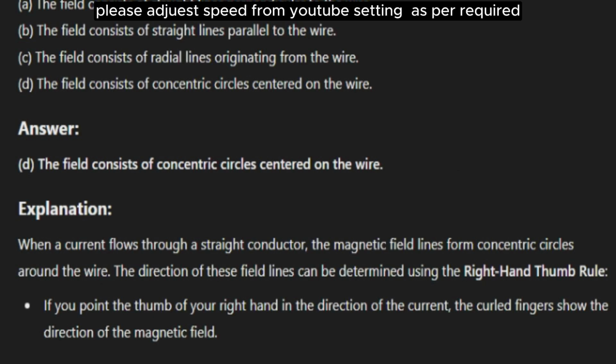Explanation. When a current flows through a straight conductor, the magnetic field lines form concentric circles around the wire. The direction of these field lines can be determined using the right-hand thumb rule. If you point the thumb of your right hand in the direction of the current, the curled fingers show the direction of the magnetic field.